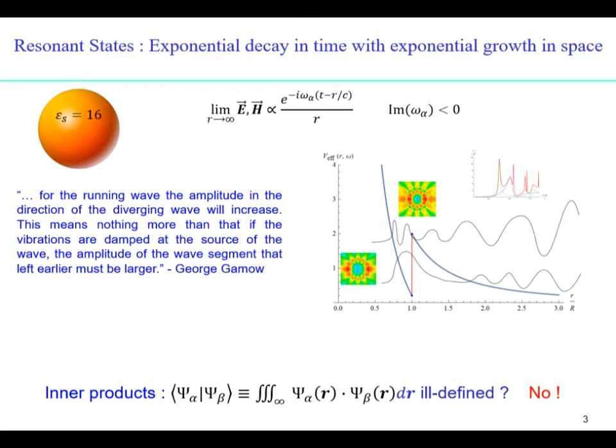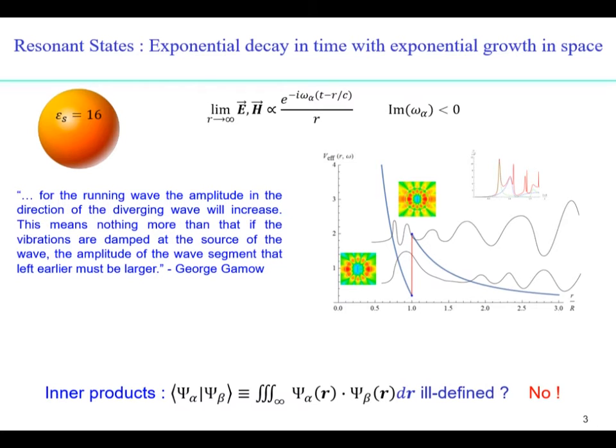A consequence of describing such decay processes by a wave function is that resonance state eigenfrequencies omega alpha are complex valued, with negative imaginary parts governing the exponential decay rate. A major mathematical difficulty is that exponential decay in time is necessarily accompanied by exponential divergence in space when one looks far away from the system.